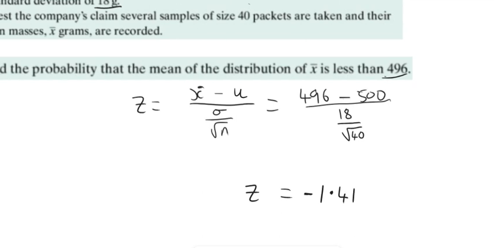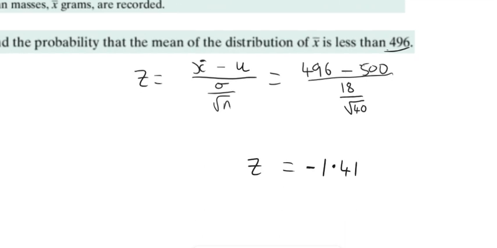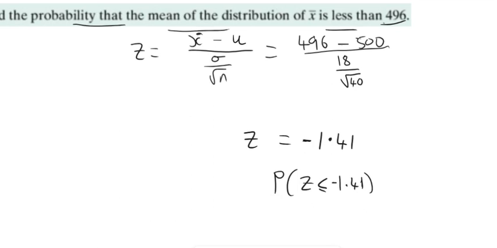Now, because we have a minus here, if it's a minus or if it's greater than, you always have to do 1 minus when you're looking at the Z table. We're finding the probability that the mean is less than 496, so we're finding the probability that Z is less than minus 1.41. Remember, you can't look at Z tables and do minus, so you have to do 1 minus the probability of Z being less than positive 1.41.